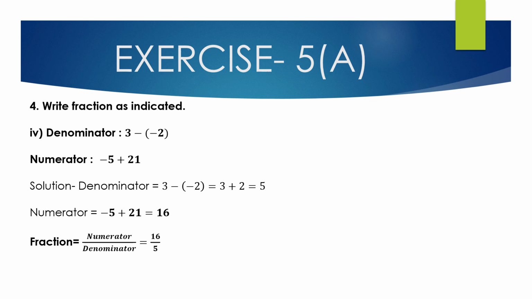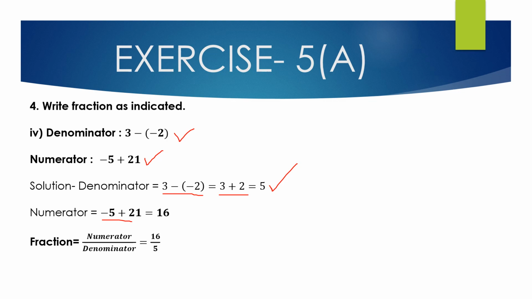Now the fourth bit. The denominator is 3 minus of minus 2 and the numerator is minus 5 plus 21. We have to solve the expression 3 minus of minus 2, that will be the denominator, and find minus 5 plus 21, and that will be the numerator. 3 minus of minus 2: minus of minus is plus. So 3 plus 2, that is 5. So we get the denominator is 5.